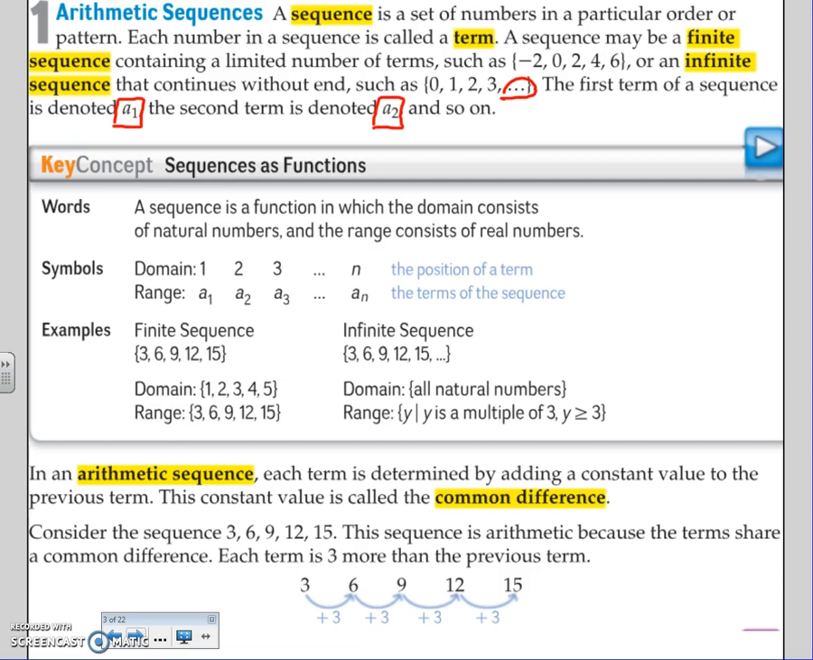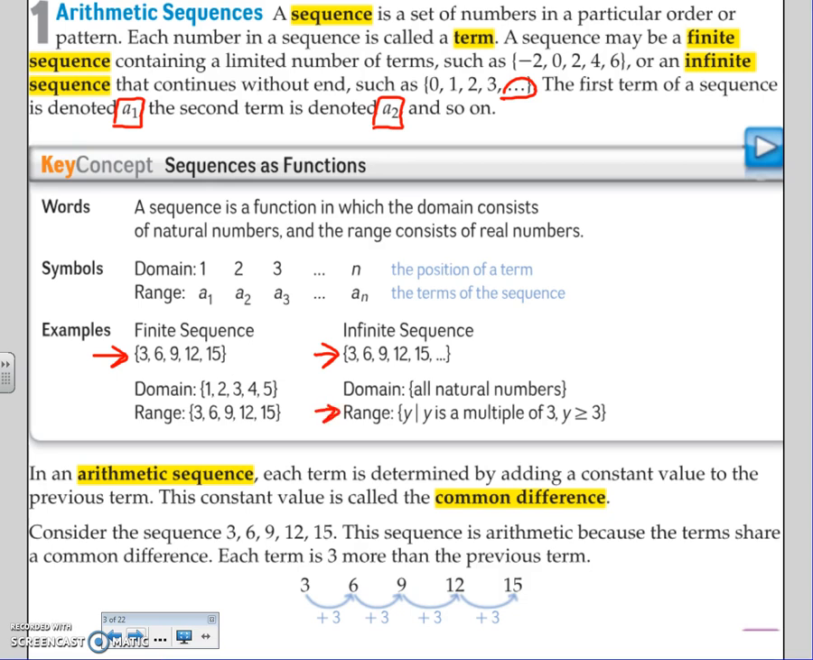Here are some examples. Here's a finite one, meaning it stops. Domain: there are 5 spots, so 1 through 5. Range: it's the values, 3, 6, 9, 12, 15. Same thing for an infinite sequence. Domain: all natural numbers, because 1, 2, 3, and it goes on forever. The range: multiples of 3, as you can tell.